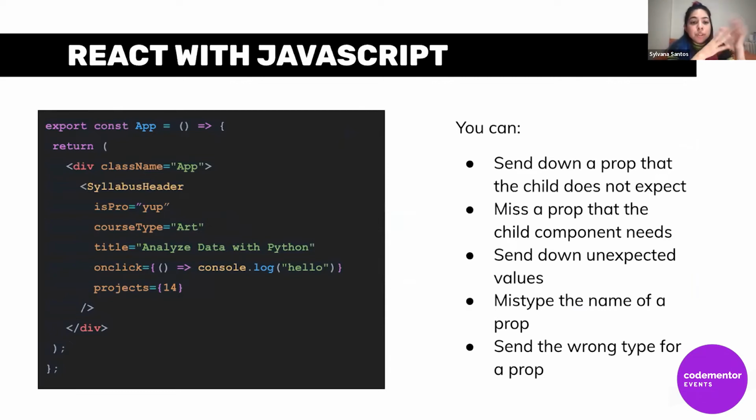So from this example, you can see that with pure JavaScript, it's pretty easy to send down a prop that the child doesn't expect, or forget to send down a prop that it expects. You can also send down values that just don't make sense for our context. You can mistype the name of a prop, or send the wrong type for a prop. So there's a lot of different things that can go wrong. And to be fair, for a lot of these, you would actually get error messages. Once you build up the application and run it, you would probably get an error message in your browser.